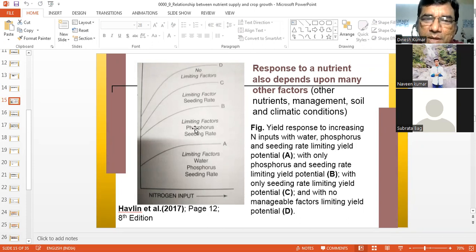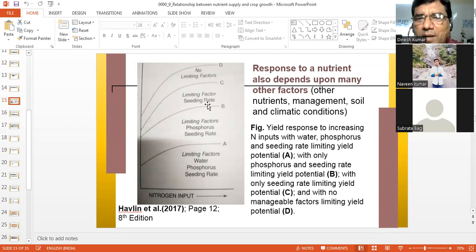And then you remove the phosphorus deficiency also. Then again, there will be change. So this is because of phosphorus addition. And you also know the quantity, so it is easy to develop relations. And then ultimately, you remove the seeding rate limitation also.